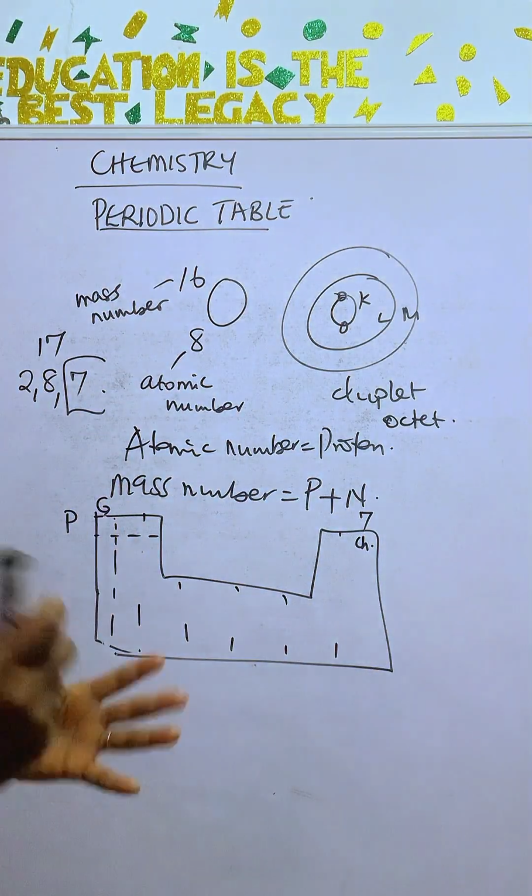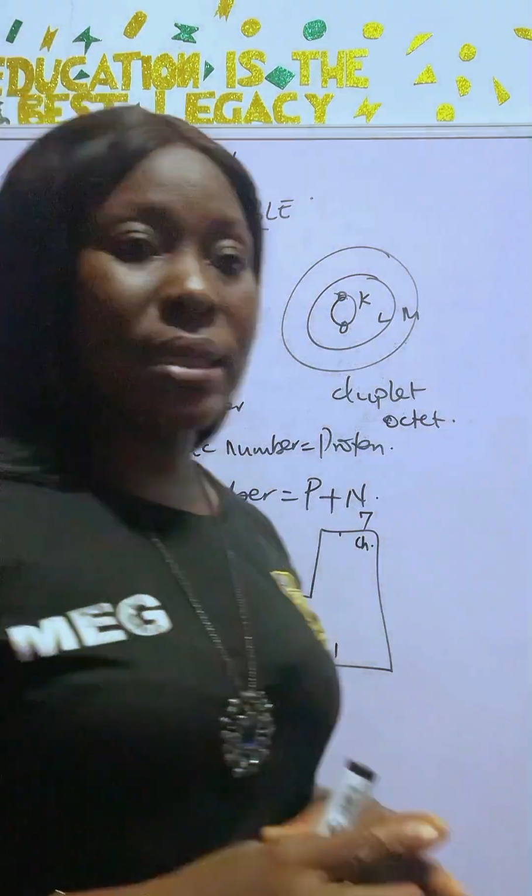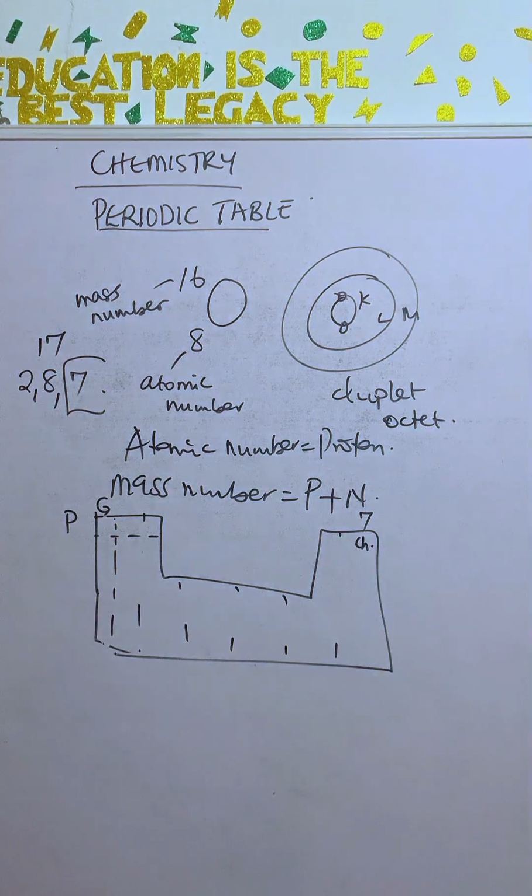Like we have the alkaline earth metals, alkali metals, and all the rest. We have the noble gases and the rest. So that will determine the group. Let's say hydrogen. Hydrogen has just 1 electron. Hydrogen belongs to what? To group 1, because it just has 1 valence electron.